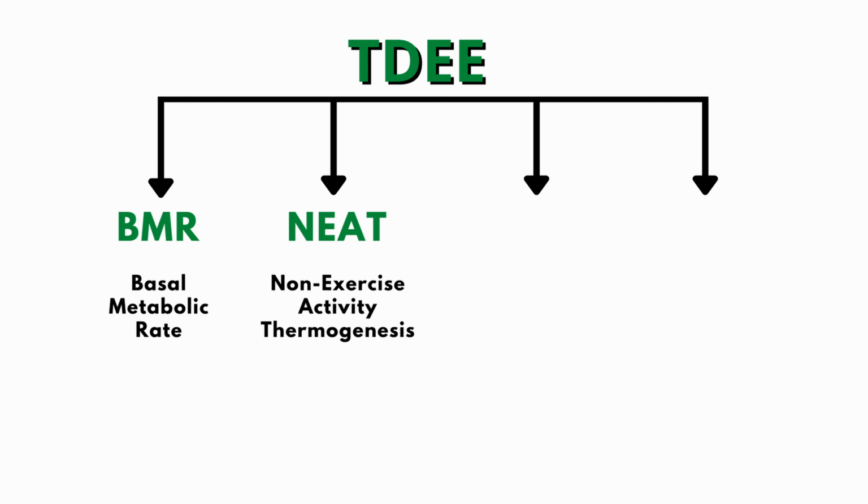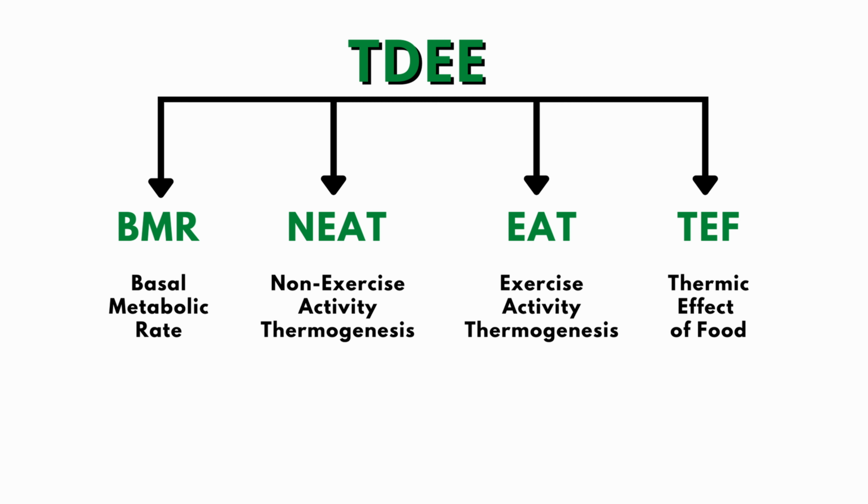The next concept is non-exercise activity thermogenesis, or NEAT. All the activities that you are doing in a day, like walking, taking office chairs, gardening, walking from one place to another, brushing your teeth, cooking, etc. The third thing is exercise activity thermogenesis. These are the calories burned while doing structured physical activity like weight training, running, HIIT, etc. The fourth concept is the thermic effect of food. These are the calories burned to digest, assimilate and absorb your food.